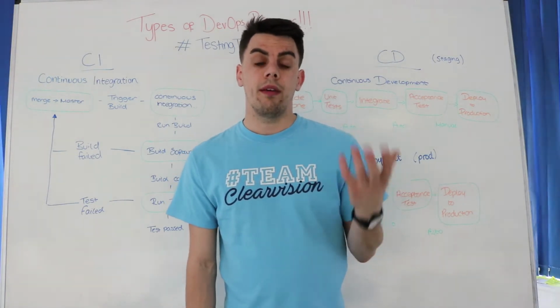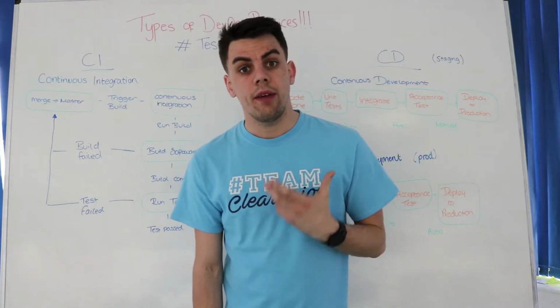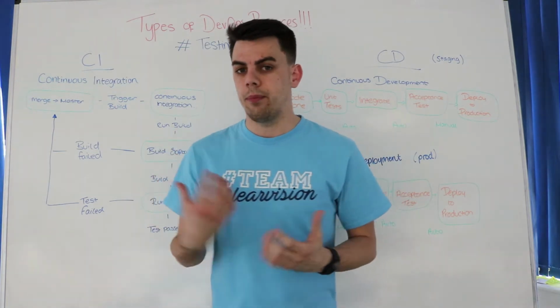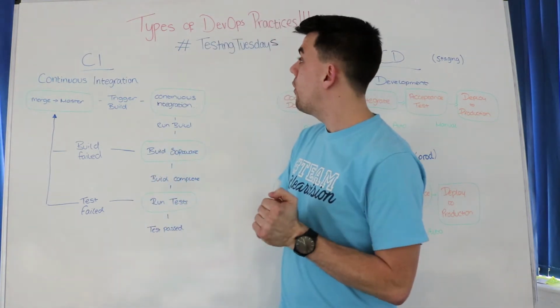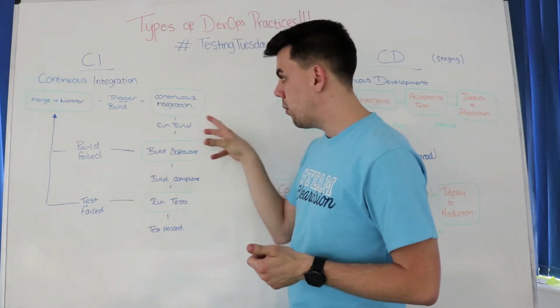Last week we talked all about DevOps and what DevOps is, and this week we're talking all about DevOps practices. So if you haven't seen last week's episode, go back and watch that because it's going to be useful for what we're doing here. So jumping straight in, the first practice of DevOps is actually continuous integration, and I've mapped out how that works.